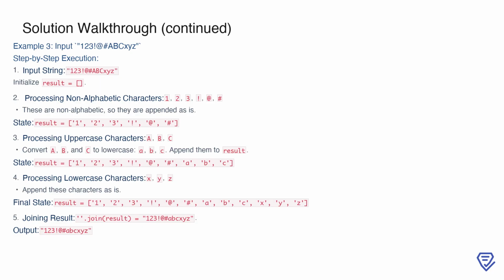Next, we process the uppercase characters A, B, and C. Each of these is converted to lowercase by adding 32 to their ASCII values, resulting in a, b, and c, which are then appended to the list. The state of result now becomes 1, 2, 3, at, hashtag, a, b, c. Finally, the lowercase characters X, Y, and Z are appended to the list as is. The final state of result is 1, 2, 3, at, hashtag, a, b, c, x, y, z. Joining all these characters together gives us the output string 123 at hashtag #abcxyz.